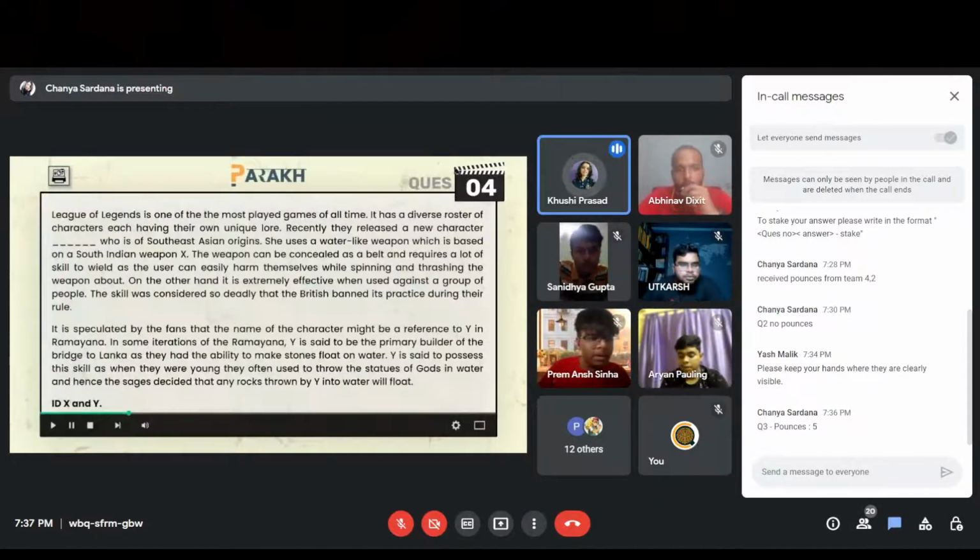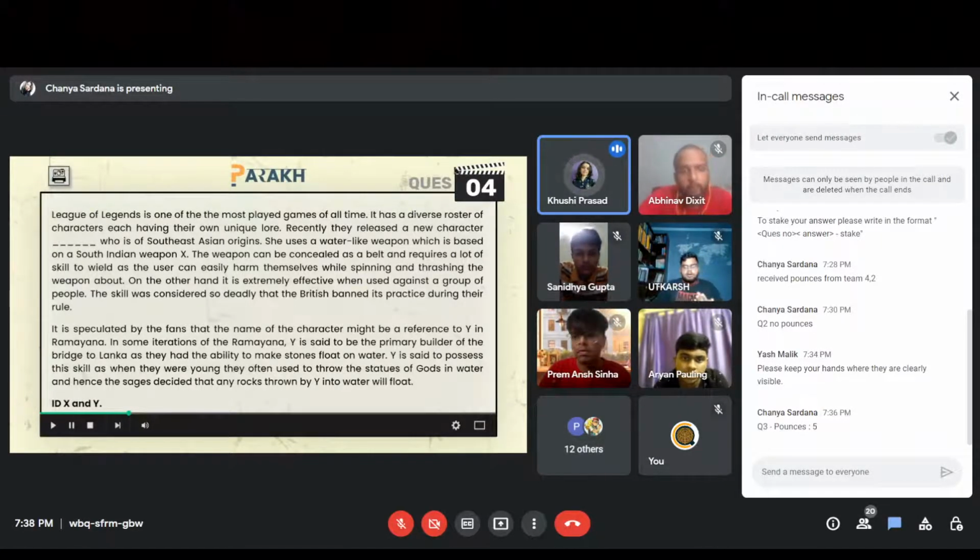This will be direct for team number 5. League of Legends is one of the most played games of all time. It has a diverse host of characters, each having their own unique lore. Recently, they released a new character, Diana, who is of Southeast Asian origin. She uses a water-like weapon, which is based on a South Indian weapon X.